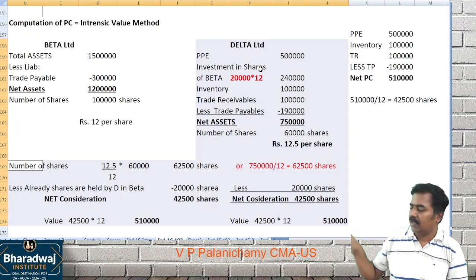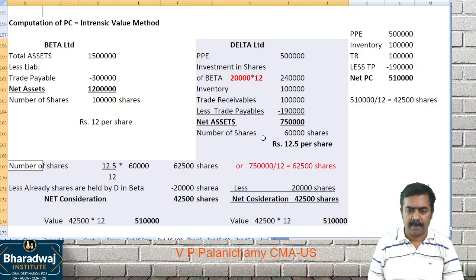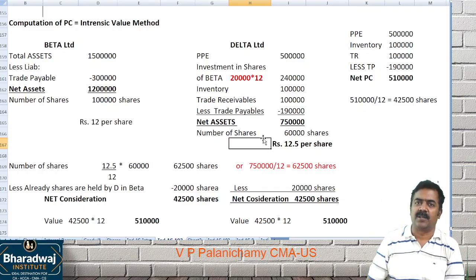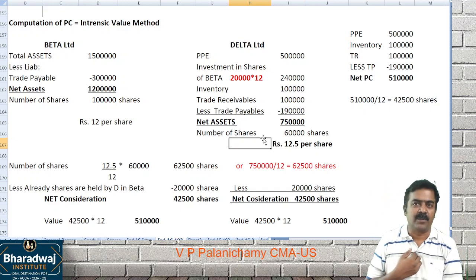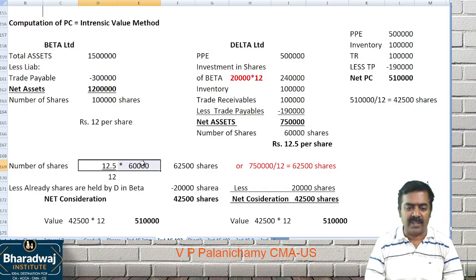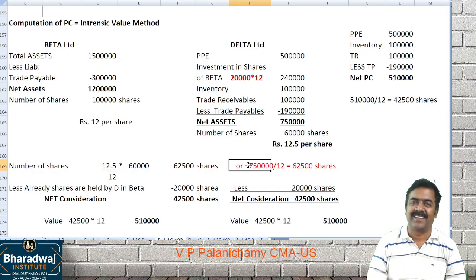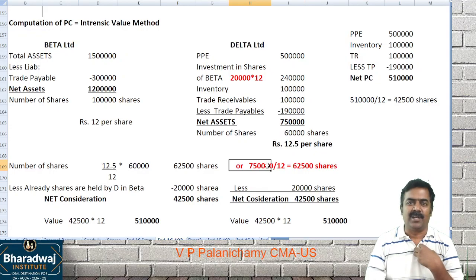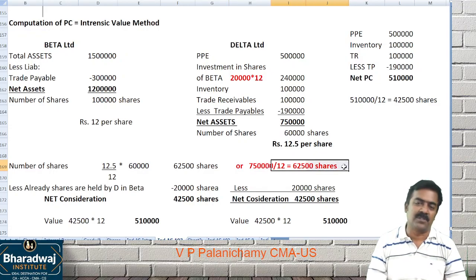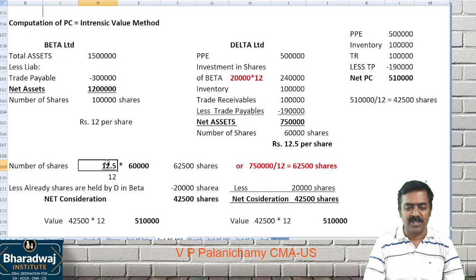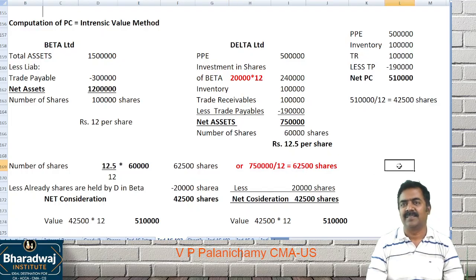And take up this answer also. Very simple. If I have to pay you, I have a value, which means how much should I pay you per share? 12.5. What is my document value? 12 into how many shares are there in your company? 60,000. 12.5 into 60,000 is nothing but 7,50,000 that I have to give you. If my share value is 12 rupees, I should give you 62,500 shares. Multiplying this ultimately gives 7,50,000. This working is nothing but 7,50,000 divided by 12.